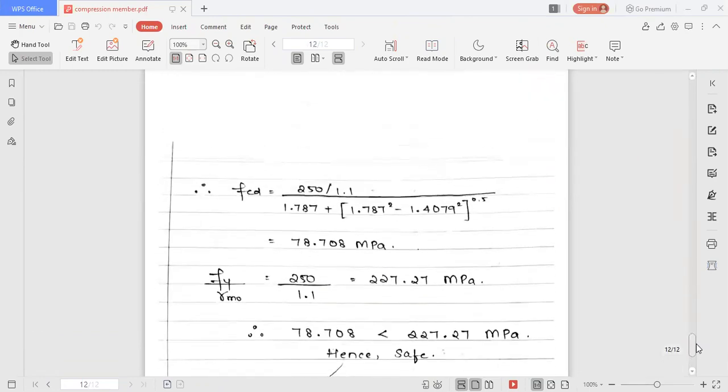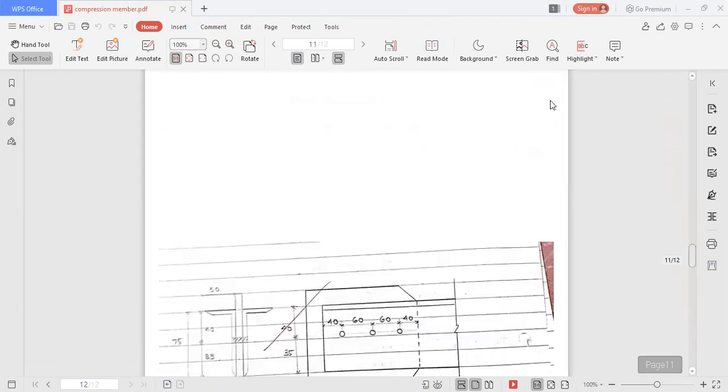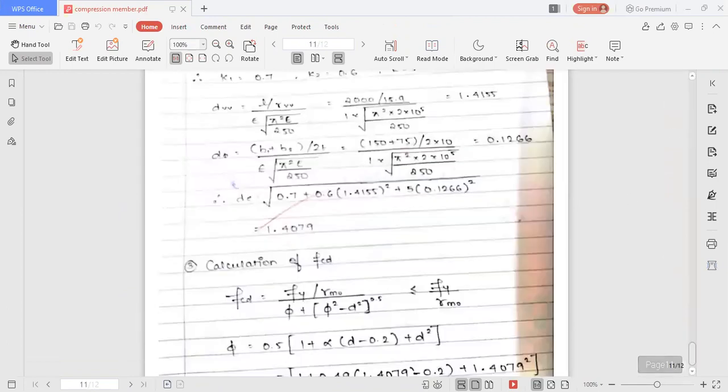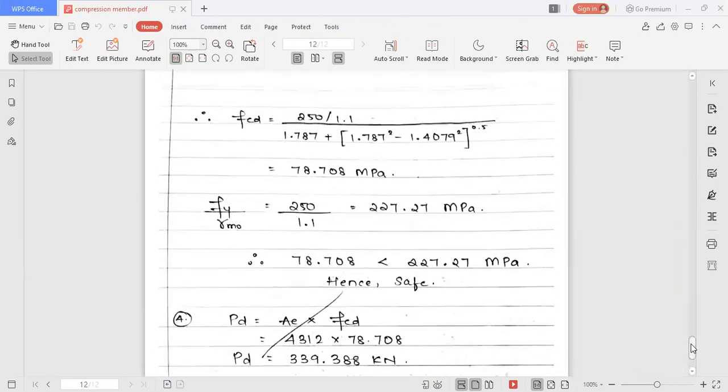Now to calculate FCD, you already have the formula. So substitute all the values in the given formula. After that, Fy upon gamma m0. Gamma m0 is nothing but the partial safety factor. Fy is 250. So Fy upon gamma m0 comes to 227.27. As you know, whatever FCD value you get should be less than Fy upon gamma m0. So your design is safe over here.